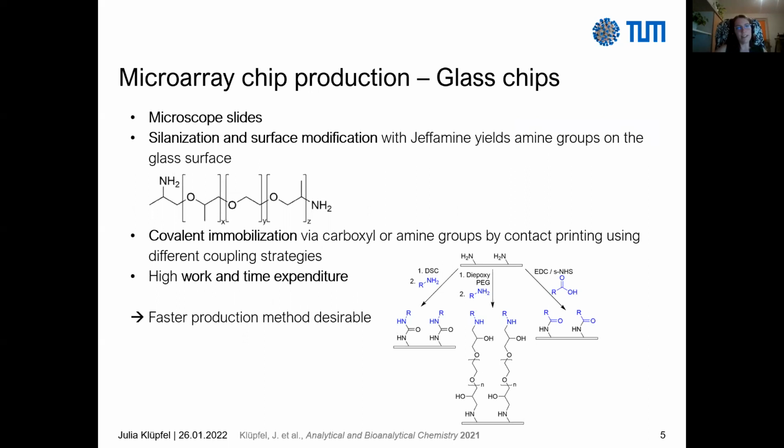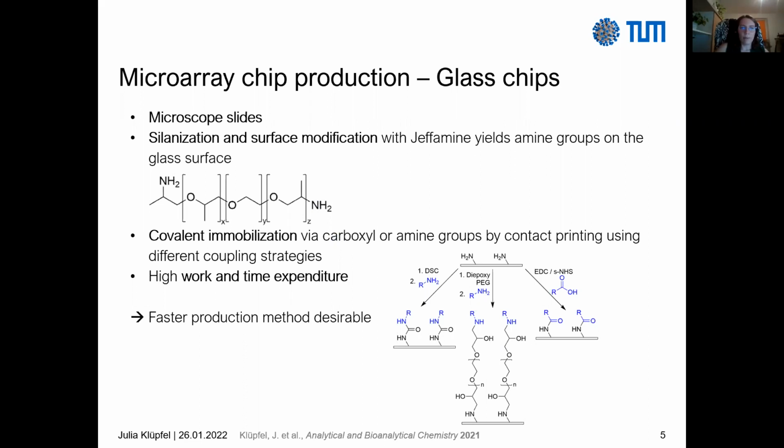And now if we have our proteins, we have to immobilize them on the microarray chips. So if we use glass chips, it's just basic microscope slides. These are silanized and subsequently surface modified using Jeffamine. Jeffamine looks like this, so it has terminal amino groups. And these are then immobilized on the surface, and the proteins can bind to these amino groups via either their carboxyl or amine groups. So it's very basic protein coupling chemistry. We can also use different coupling strategies depending on whether we want to use the carboxyl or the amine groups.